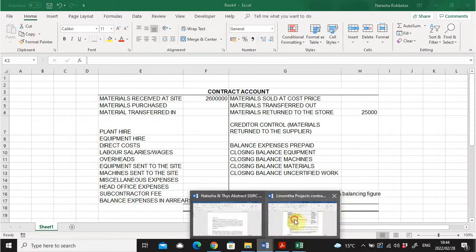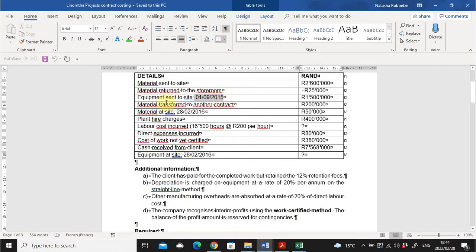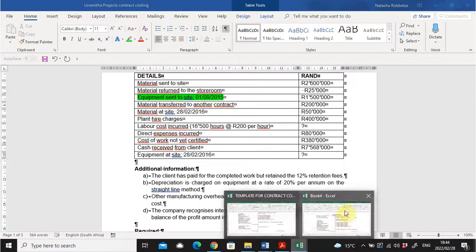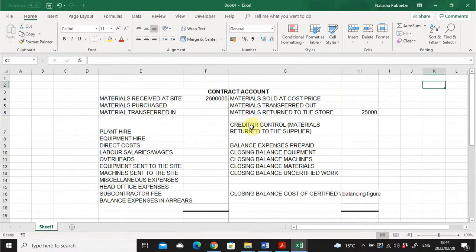Then we have equipment sent to the site. Please note the date. I am going to catch you with the date because you're going to make a mistake with the depreciation. Please be awake. Equipment was sent to the site on the 1st of September 2015. The equipment value is 1.5 million. Let's fill it out.